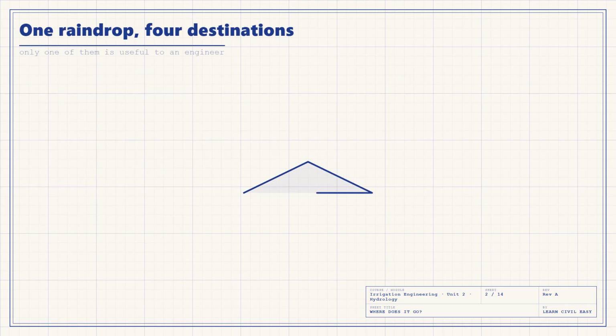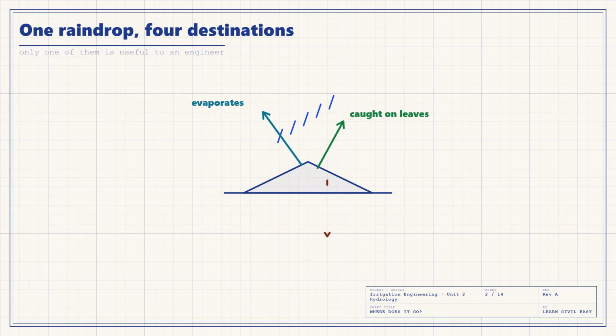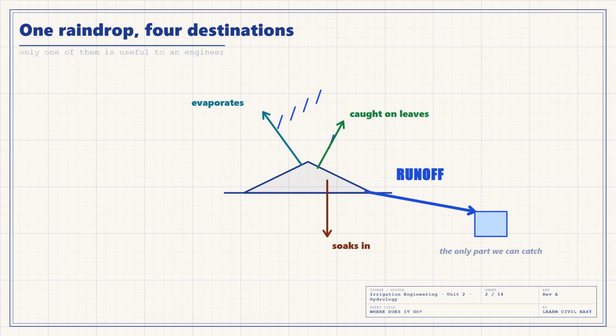Let me start with a question. When rain falls on your roof, on your road, on your field, where does it go? Some of it evaporates straight back into the air. Some of it soaks into the ground, some of it is caught on leaves and never reaches the soil at all. And some of it, only some of it, actually flows away into a drain, a stream, a river. That last part is the only part an engineer can catch and use. It has a name, it is called runoff. And almost everything in this unit is about finding out how big that share is.